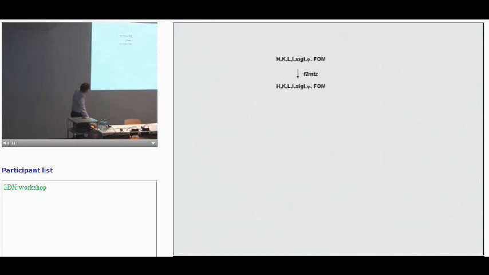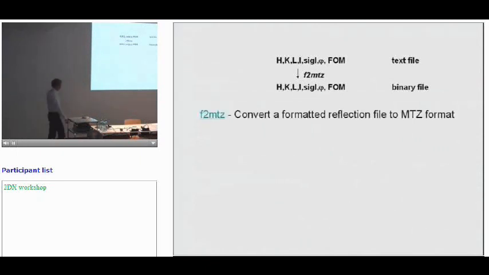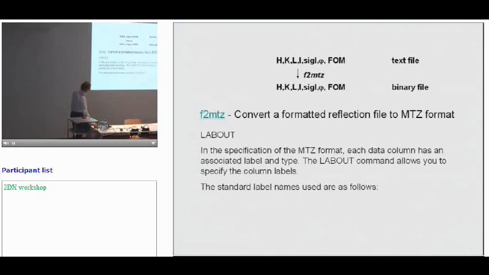The next step is to transfer the text file into a binary file, and this is the binary file in the MTZ format. A program which does this in the CCP4 package is F2MTZ, and it can take any text file. A whole-type Fortran format statement defines the text file.